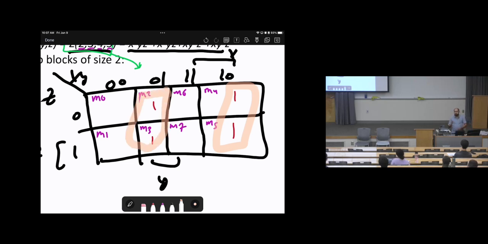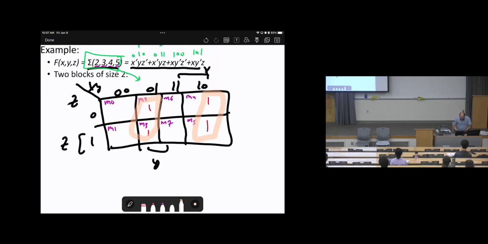Then since we have 2 blocks, we need to have 2 variables. By looking at the first block, here is number 1, here is number 2. Look at number 1. In number 1, when Z equals 0, Z equals 1. So Z will be the missing variable. Number 2, when Z equals 0, Z equals 1, Z will be the missing variable. So we will have 2 variables, which are related to X and Y.